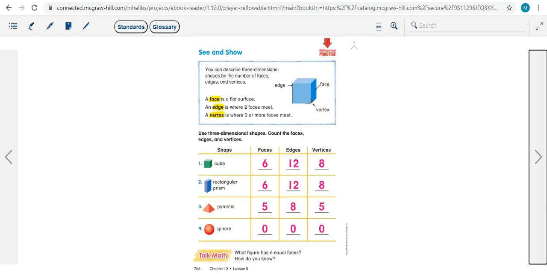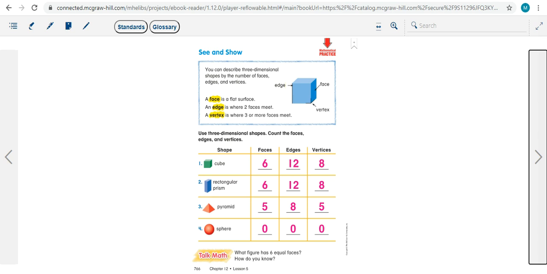Now, you can describe three-dimensional shapes by the number of faces, edges, and vertices. What is a face? It's a flat surface. What is an edge? It's where two faces meet. A vertex is where three or more faces meet. Now, let's look at number 1.